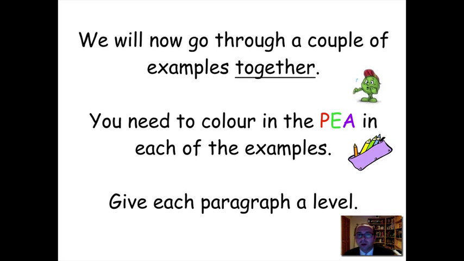We will now go through a couple of examples together. Now students know what is required in terms of P and E and A. Can you identify these components in each of these examples? When you see each one, pause this film, take a look at the paragraph, and try and identify whether the P, the E, and the A is present, and if so, what level would you award it?